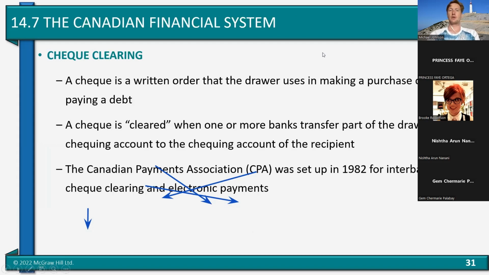So, check clearing. A check is a written order that the drawer uses in making a purchase or paying a debt. A check is cleared when one or more banks transfer part of the drawer's checking account to the checking account of the recipient. The Canadian Payments Association, CPA, was set up in 1982 for interbank check clearing and electronic payments.